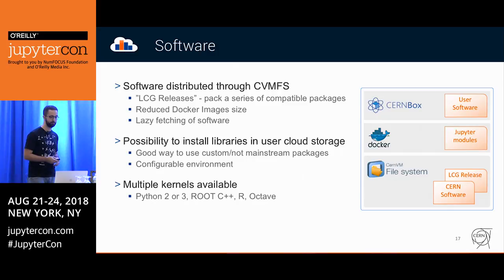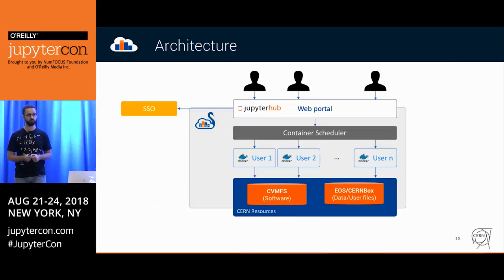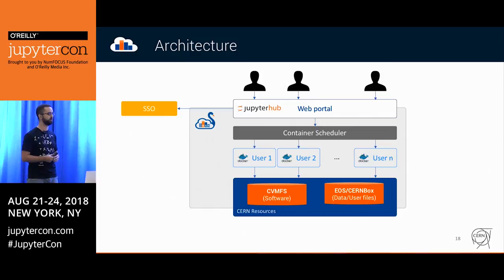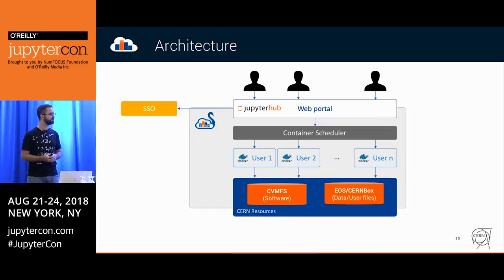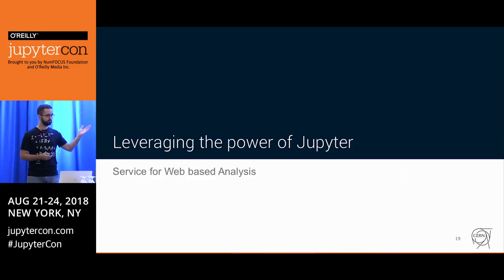This is the architecture of the service, just so that you know that we are using JupyterHub and we are using Docker to start user sessions. And of course, we need to integrate with the authentication service at CERN. Everything needs to be behind our SSO for security reasons. And we provide all of this access to the infrastructure that I already mentioned. And so we provided the service like this. We put Jupyter on top of the infrastructure.